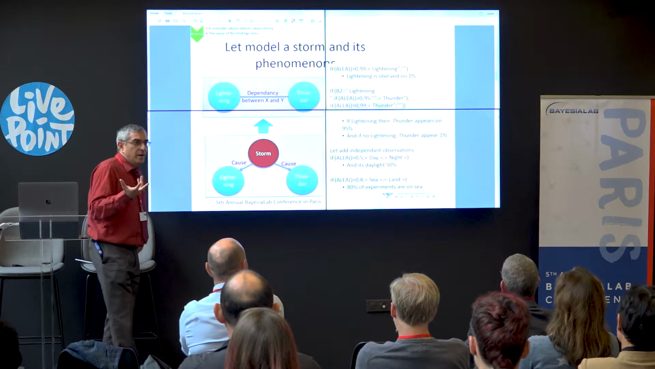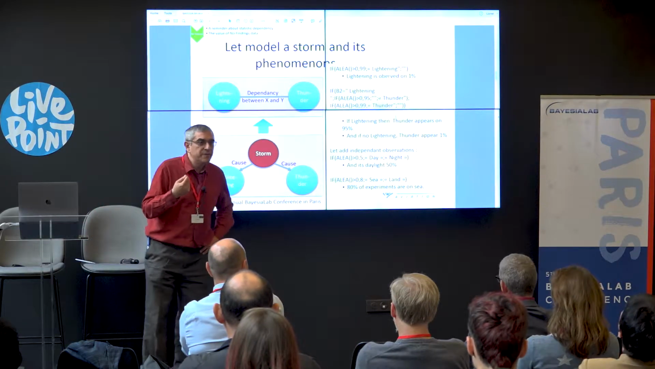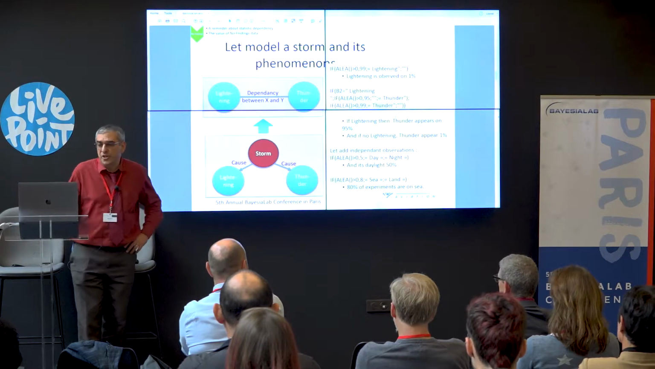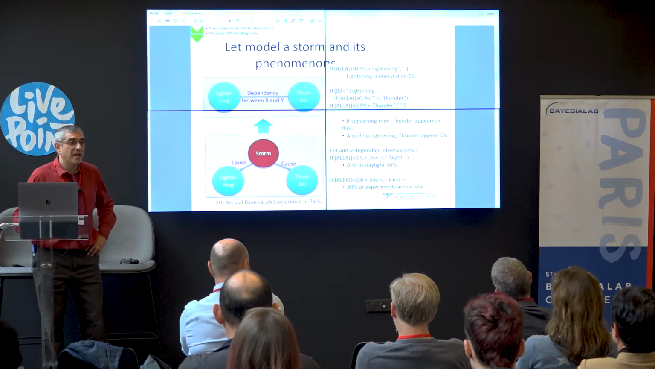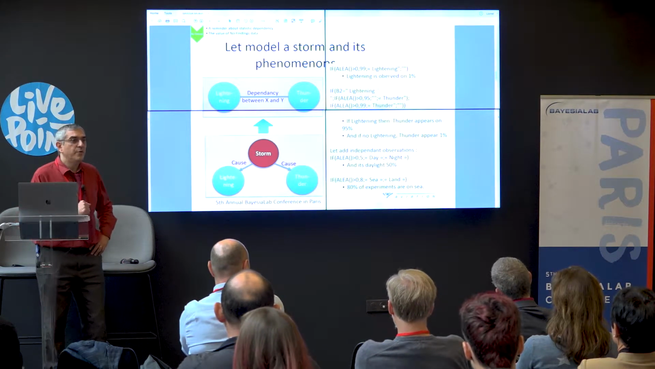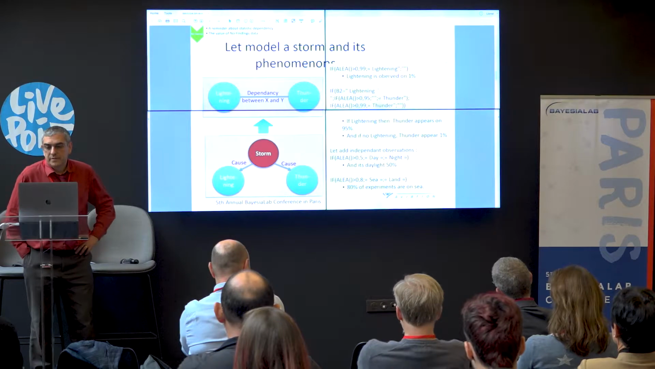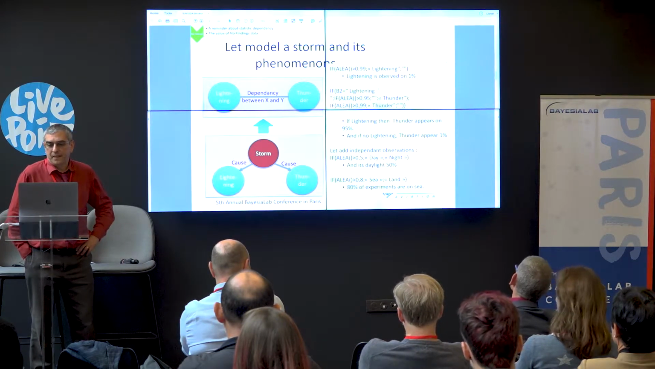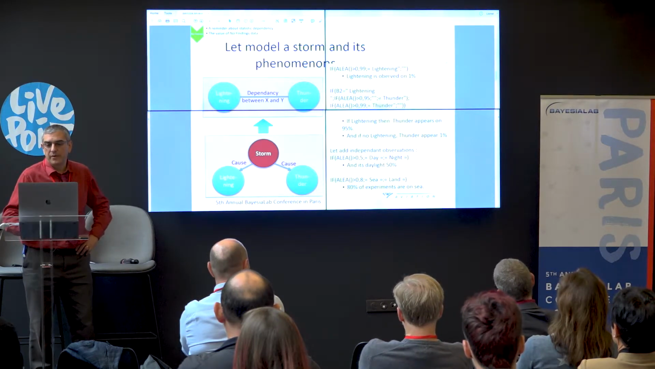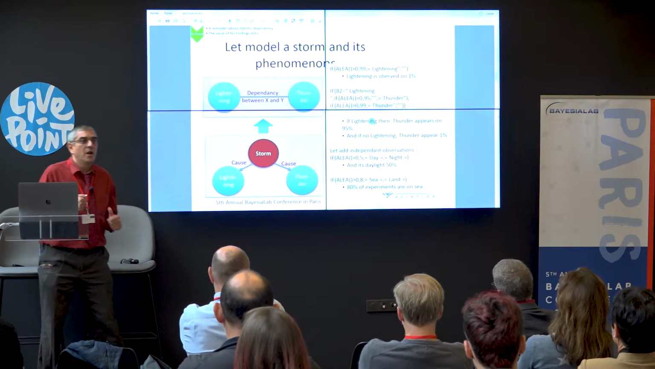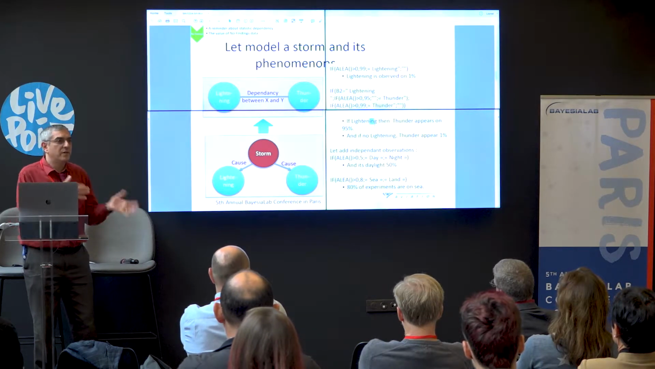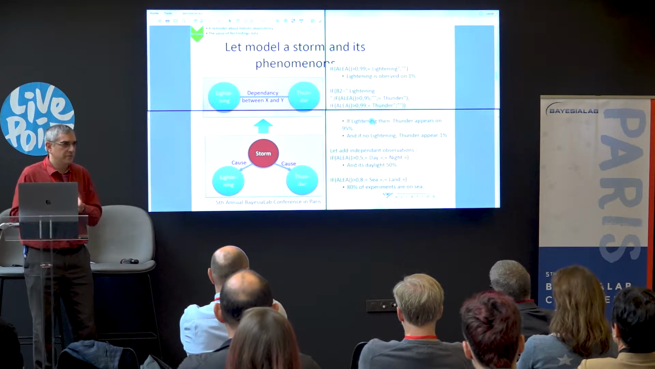And I have modeled with an Excel sheet these relationships. I said that 1% of the time we have lightning, and if we have lightning, quite often, thunder appears 95% of the time, and thunder could appear without lightning 1% of the time, and so on and so on.